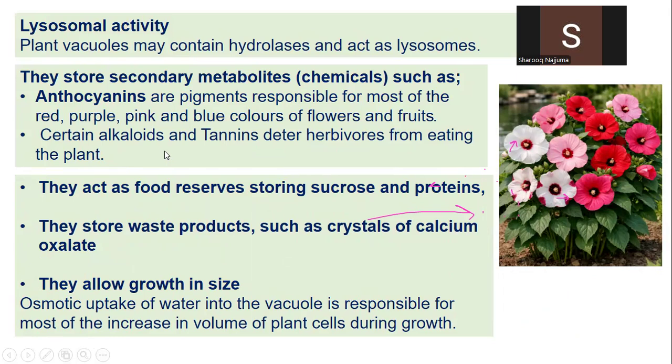Vacuoles are used for storage of different substances. They can store different chemicals that plants make. You know that plants have the ability to make different chemicals, like anthocyanins. Anthocyanins are pigments that are made within a plant. You find pigments in petals, petals having different colors, and fruits having different colors. So those colors come from the pigments stored, and those pigments most of the time are in vacuoles.